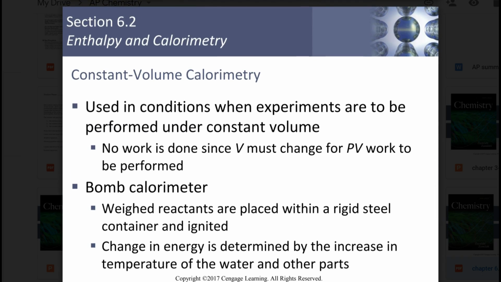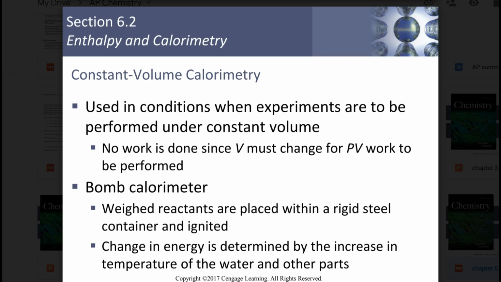Alright, so that was constant pressure calorimeter. Then we have constant volume calorimeter. These are used when experiments have to be done under volume that cannot change. But no work is done since volume must change for PV work to be performed. So bomb calorimeters. Like boom, bomb.